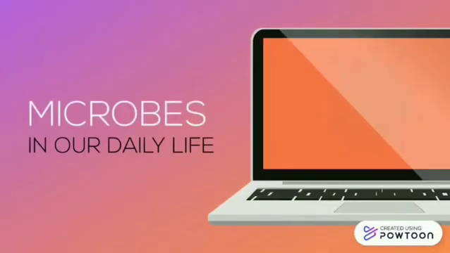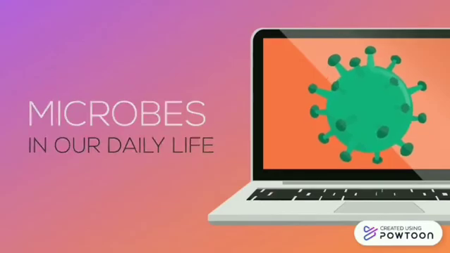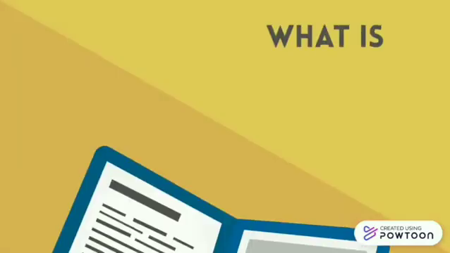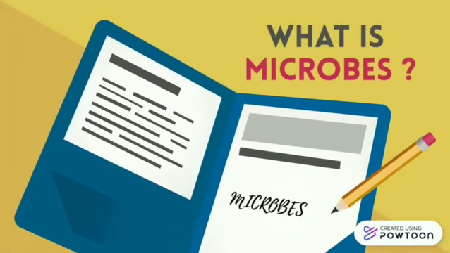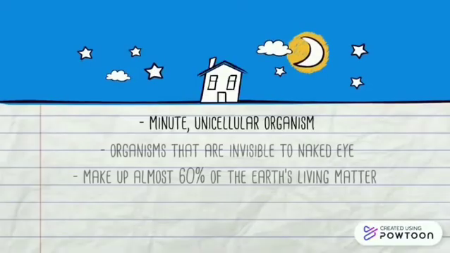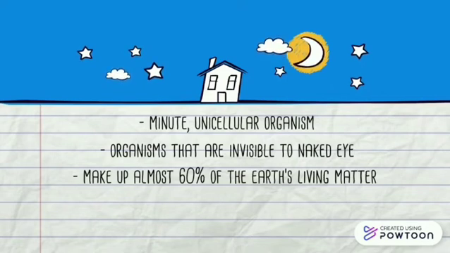Microbes in our daily life. What are microbes? Microbes are minute unicellular organisms that are invisible to the naked eye. They make up almost 60% of the Earth's living matter. Now let's look at the types of microbes.